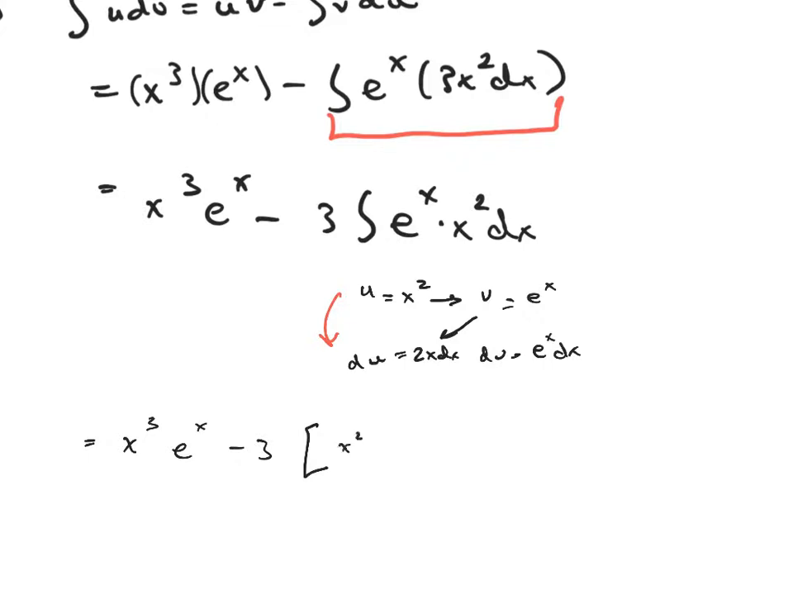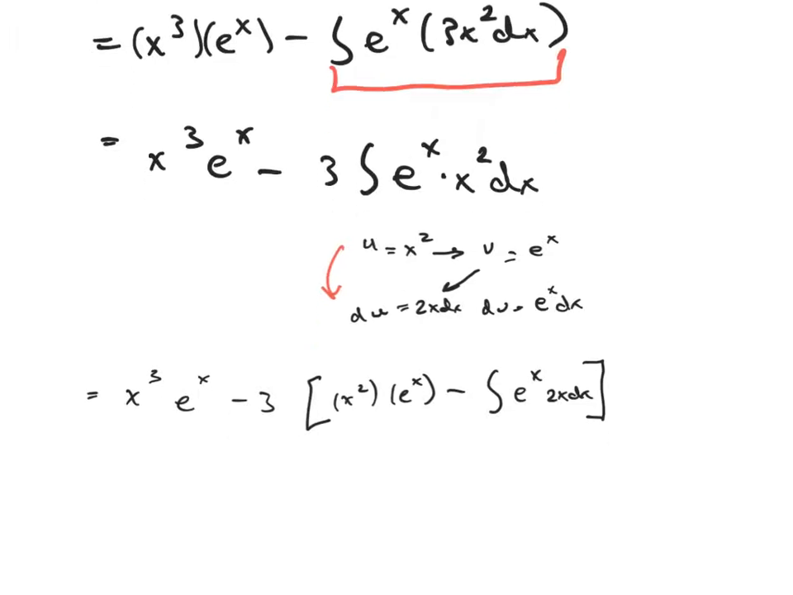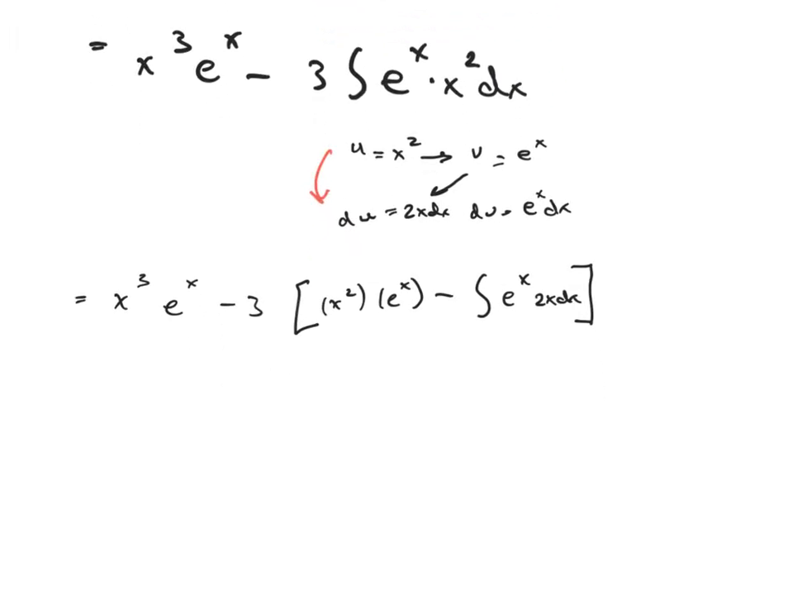So u is x squared. V is e to the x, minus the integral of v, which is e to the x, du, which would be 2x dx. Holy crud. So I have all of this, and I still need to use integration by parts again. Okay? Well, let's do it. Let's clean this up and let's go through this. Not fun, but we can do this.